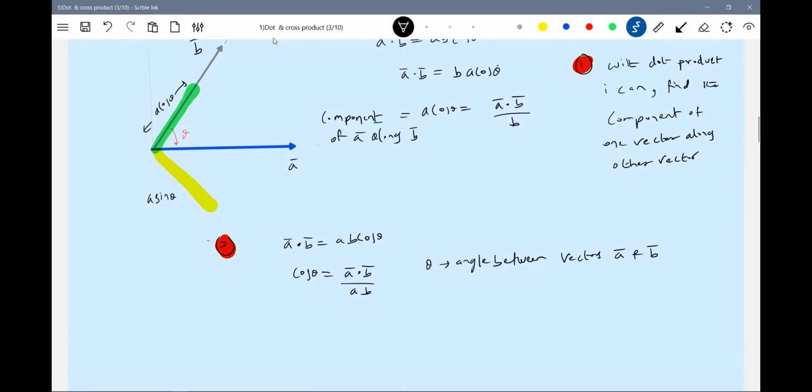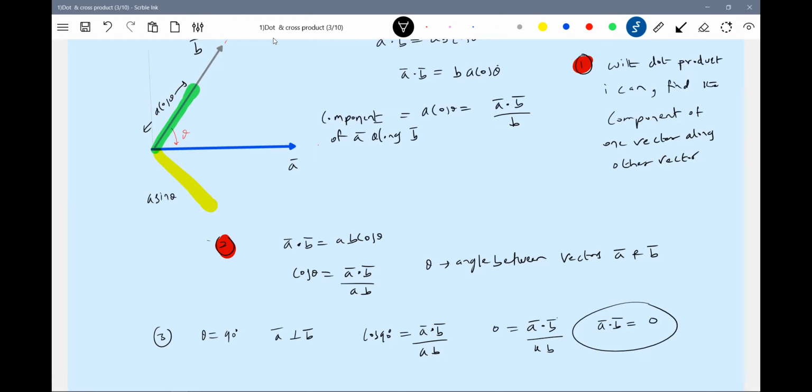Then if theta is 90 degrees, it means A bar is perpendicular to B bar. If A bar is perpendicular to B bar, what will be the dot product? Cos 90 should be 0. This is something very, very useful: if two vectors are perpendicular, their dot product must be 0.